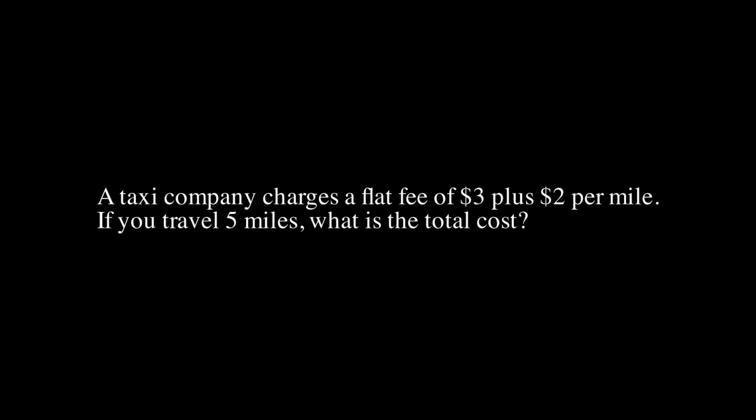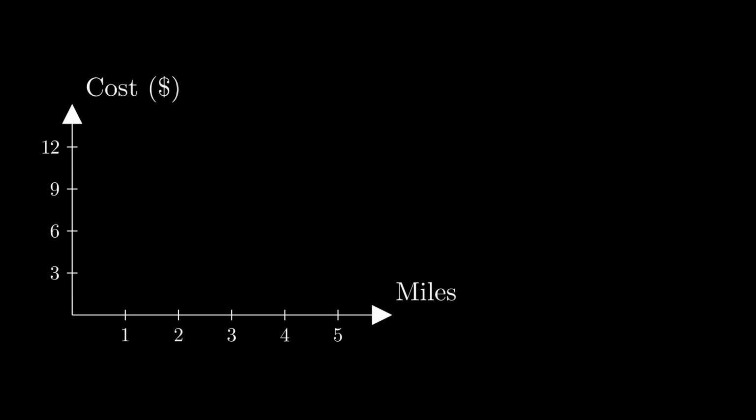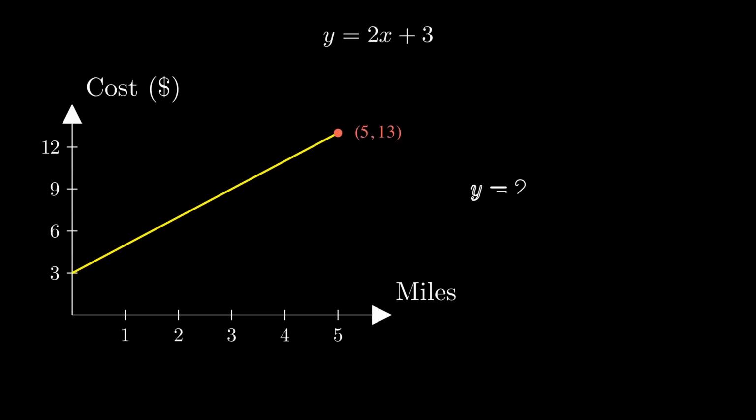Next, let's look at a real-world example. Imagine a taxi service charges a flat fee of $3 plus $2 for every mile traveled. If you travel 5 miles, what will be the total cost? We can model this with a linear equation, y equals 2x plus 3. The slope here is 2, representing the cost per mile, and the y-intercept is 3, representing the starting fee.